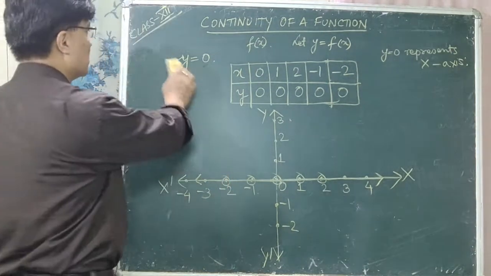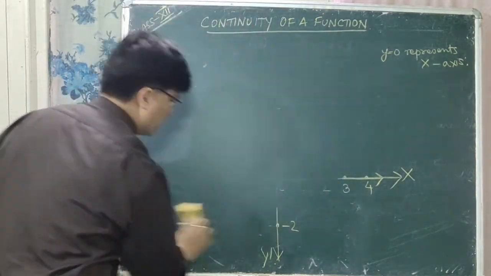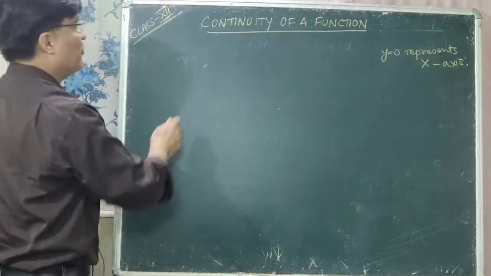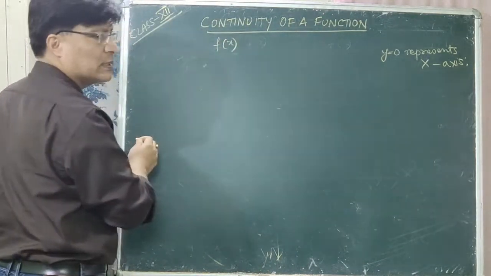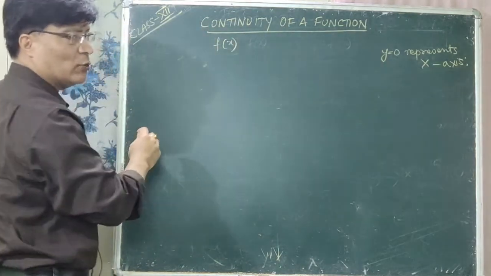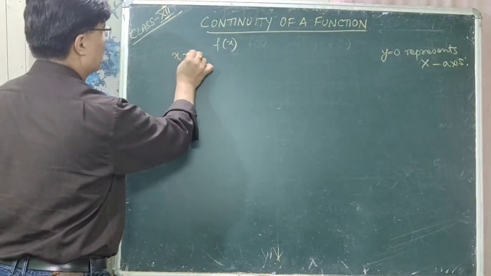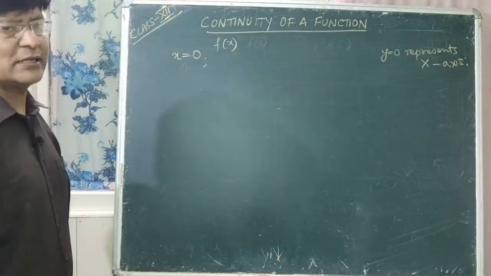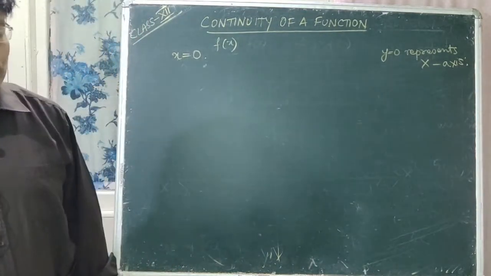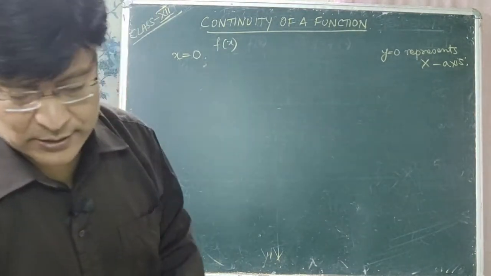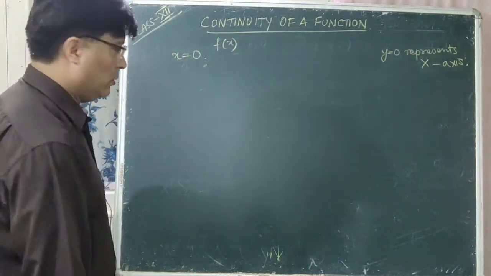So let us draw the graph of another equation. f of x is actually y, isn't it? Function of x. Now suppose it is given x is equal to 0 only. So the value of x here is 0. What does x is equal to 0 represent? Let us draw the graph of x is equal to 0.